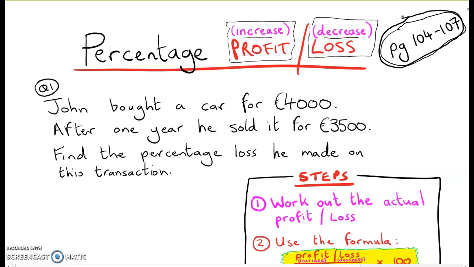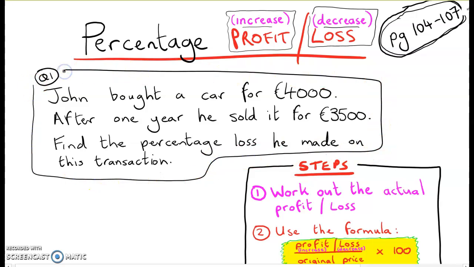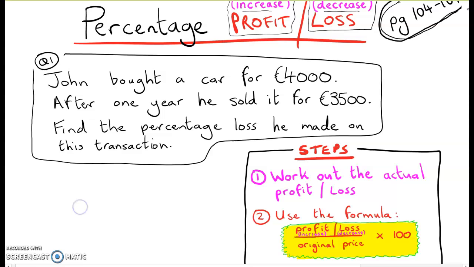So we'll take a look at a couple of the questions from the book and explain how you actually do them. Here's an example of a percentage profit and loss question. This wasn't in your book, I don't think. This was just something I made up to show you how to do these. The question says, John bought a car for €4,000. After 1 year, he sold it for $3,500. Find the percentage loss he made on this transaction.